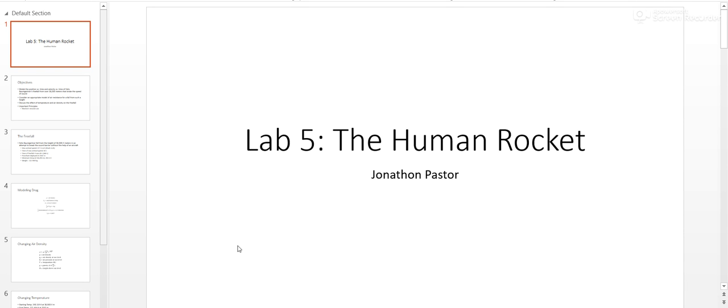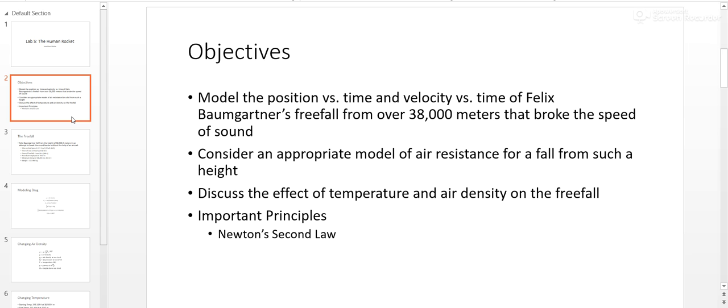This is Lab 5, the human rocket. The objectives of this lab were to model the position versus time and velocity versus time of Felix Baumgartner's free fall from over 38,000 meters that broke the speed of sound.